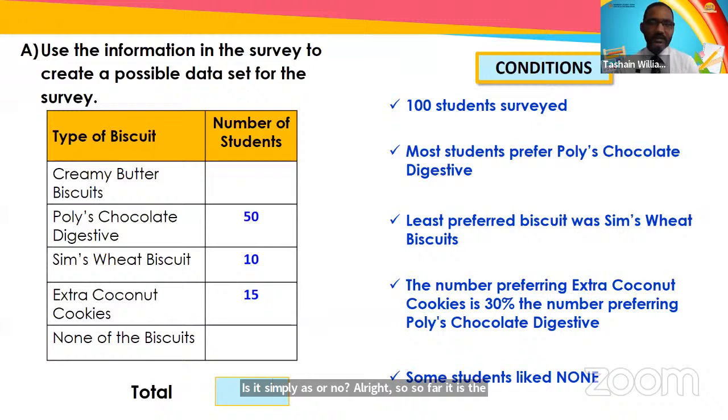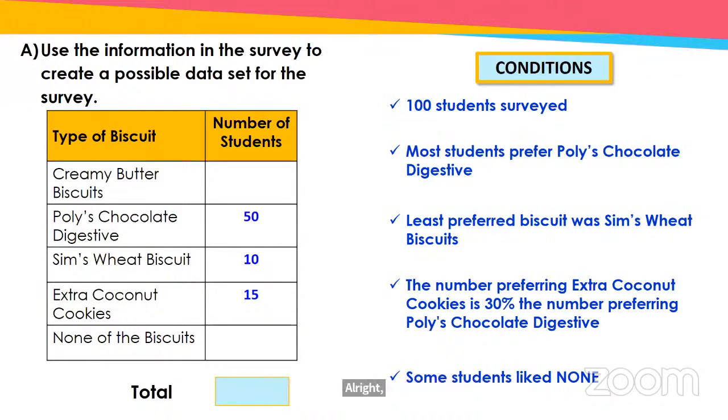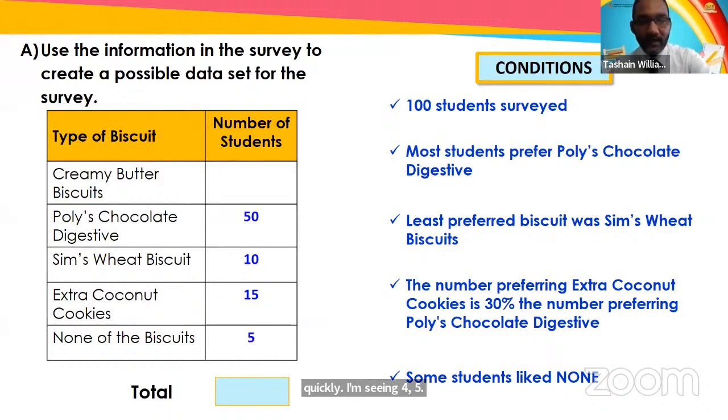All right, now it says some students like none of the biscuit. About how many students you think we could assign that condition to? In the back of our minds, we always have to be thinking, how many students in total? I'm seeing the numbers going so quickly. I'm seeing 4, 5. All right. So if I put 5 there, I'm using the round numbers that you are using, boys and girls, those friendly numbers. So far, how many students are represented on the table? So 50 plus 10 plus 15 plus 5. How many students so far would be represented on the table?